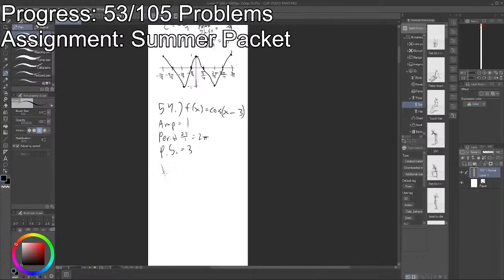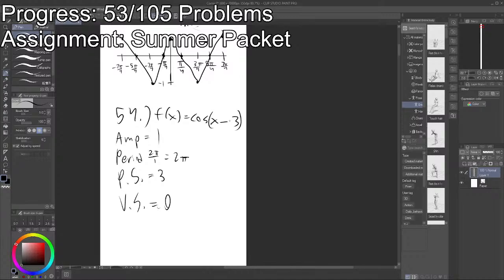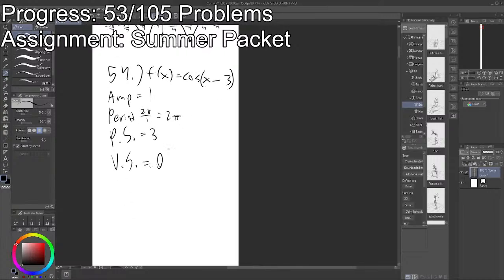Vertical shift is 0. Okay, so 3 for the phase shift. Kind of odd. If I did it the other way, what would it have been? -3. No, the negative doesn't matter, I'm pretty sure. I think you just look at the 3. So it would be 3.